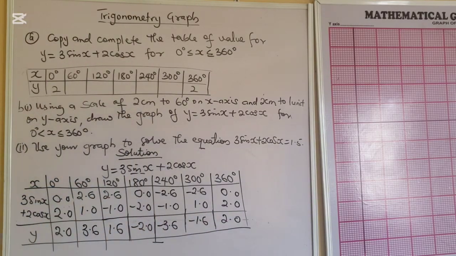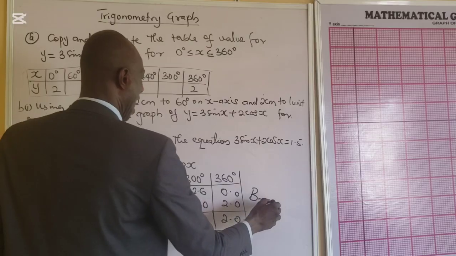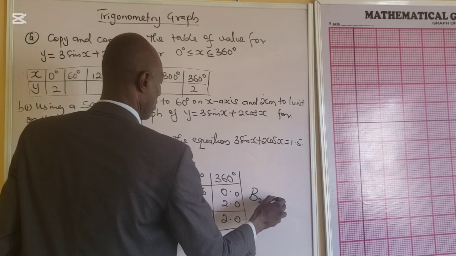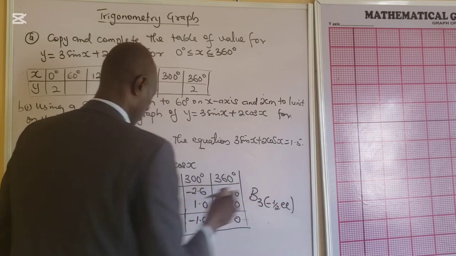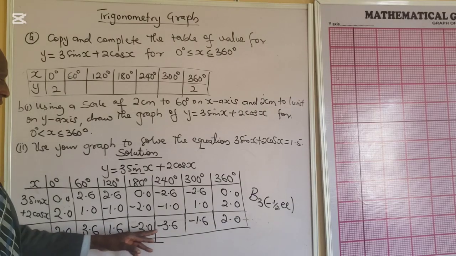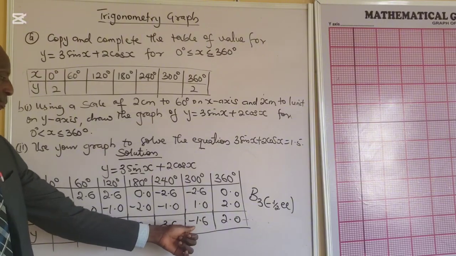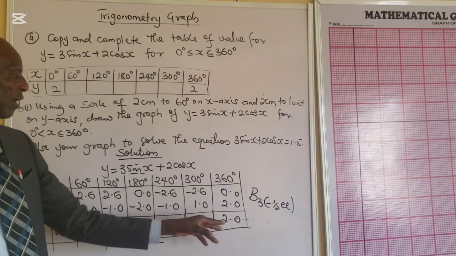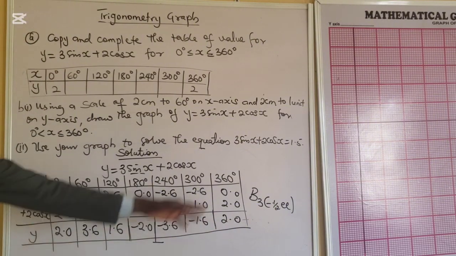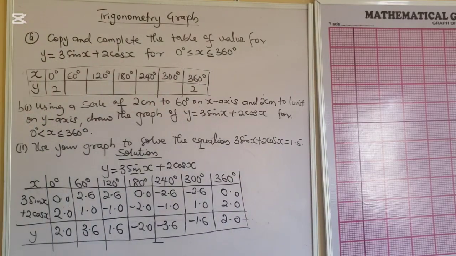In WAEC, this one has its own mark. Here is B3, minus half for each error. That is how we mark in WAEC. Minus half for each error. So out of these 1, 2, 3, 4, 5, if you miss one, for example, it's supposed to be 1.6 and you say 2.6, I will remove half a mark. But your graph will not be correct too. So you must be careful when you are plotting the graph.